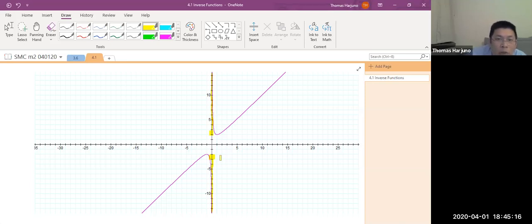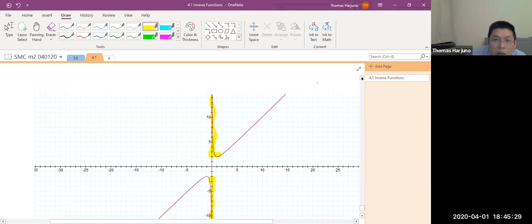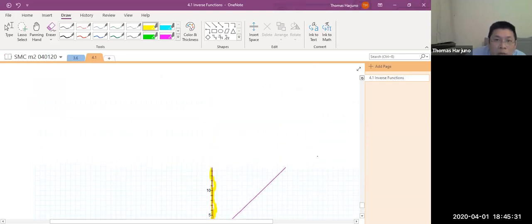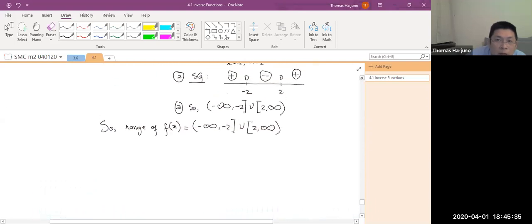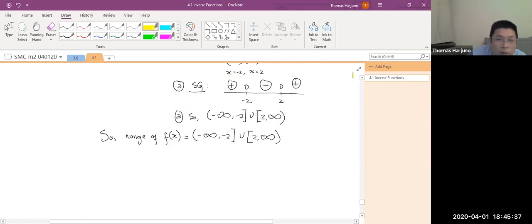So the only way we can really get that the range is from 2 to infinity, union negative infinity up to negative 2, is by using the technique that I taught you earlier, which is finding the inverse and finding the domain of that inverse. That will be the range of the function. Okay.